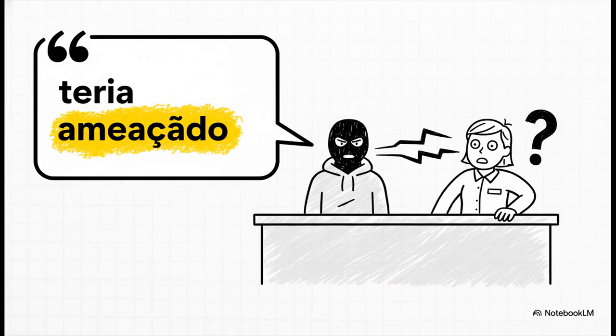And we end with the central action of the whole incident. "O homem teria ameaçado a empregada." The man would have threatened the employee, or as we now know, he allegedly threatened her. See, this is what was reported to the police. By using the past conditional, the journalist is being responsible, protecting themselves, and letting you, the reader, know that this is still a developing story.